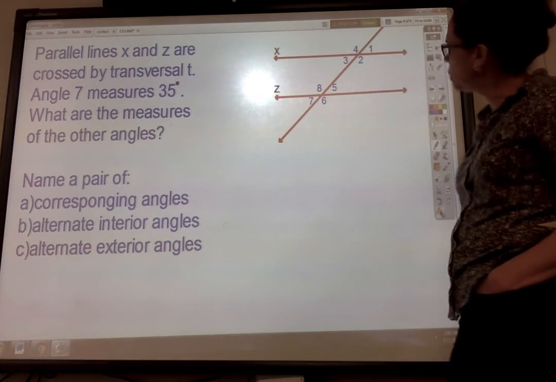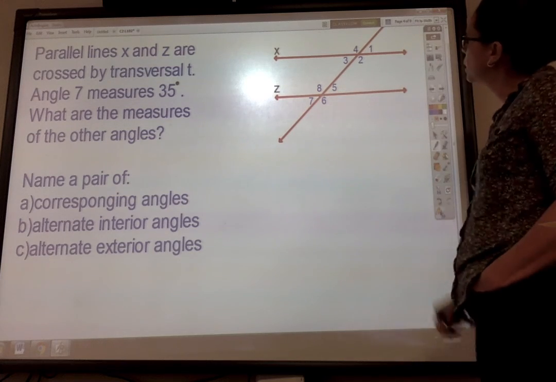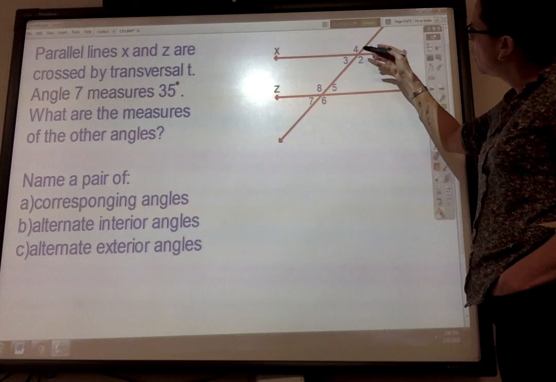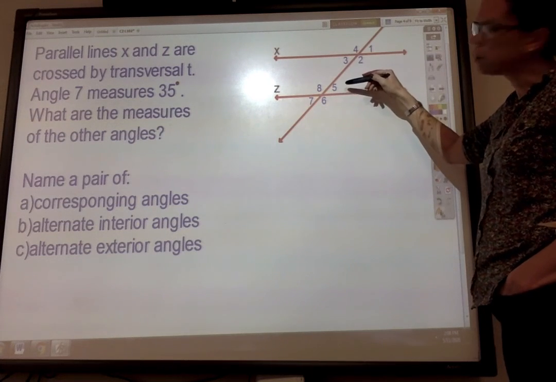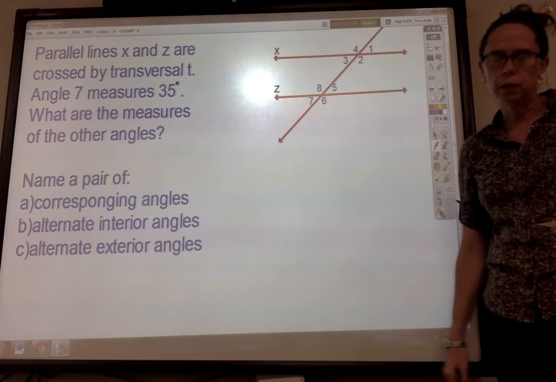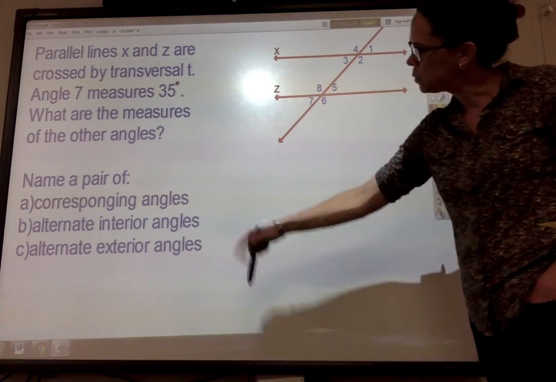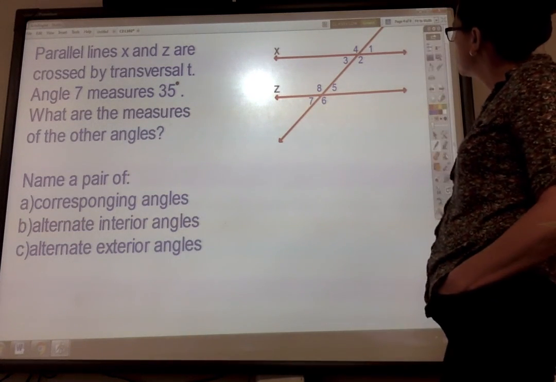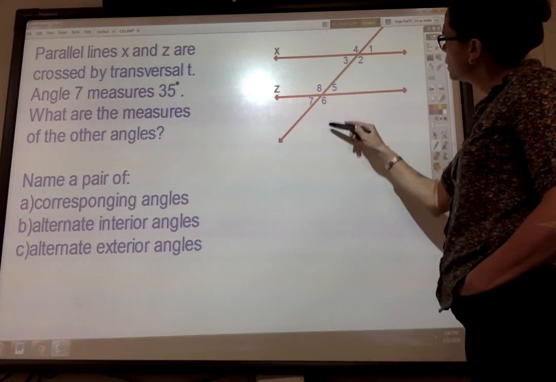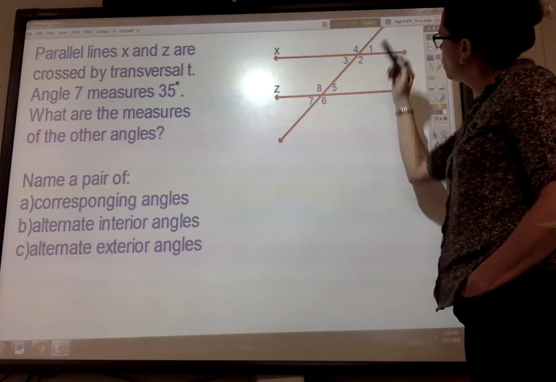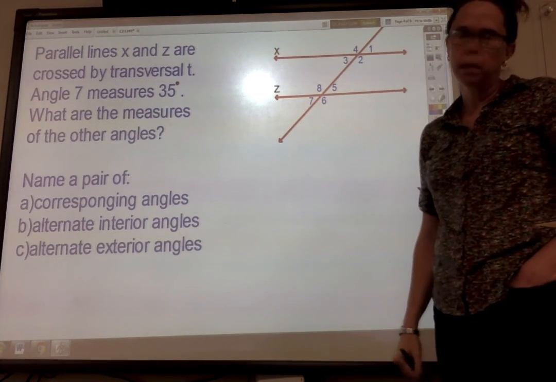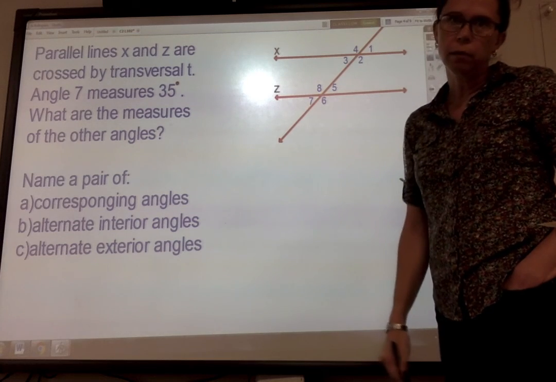Alternate interior. Okay, so interior angles, I'm talking about 2, 3, 5, and 8. 3 and 5 are alternate interior angles, 2 and 8 are alternate interior angles. Okay, last one, alternate exterior angles. I'm talking about 1, 4, 6, and 7. 4 and 6 are alternate exterior. 1 and 7 are alternate exterior. Those are just definitions that you have to memorize, guys.